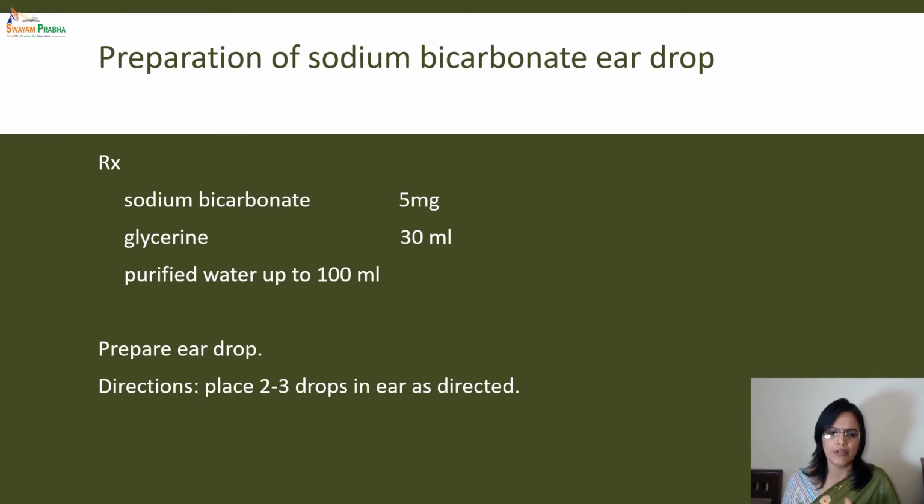Now take an example of a preparation like sodium bicarbonate eardrops. Look at the ingredients: sodium bicarbonate, glycerin and purified water up to the required volume. Now prepare an eardrop, and for example the direction is 2 to 3 drops in the ear as directed.